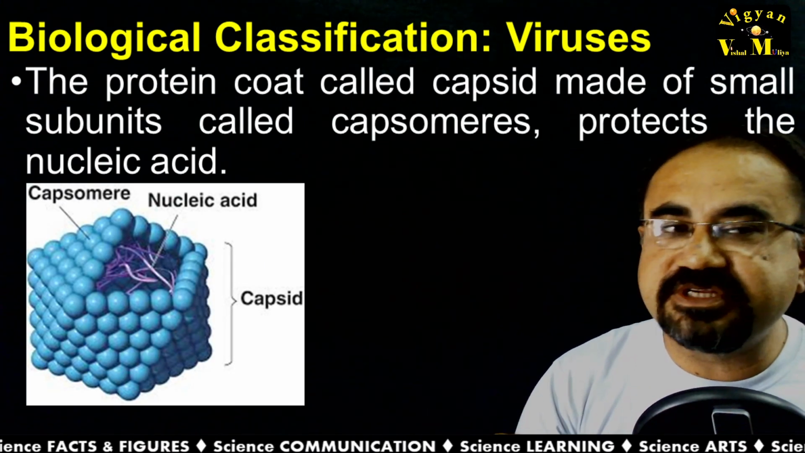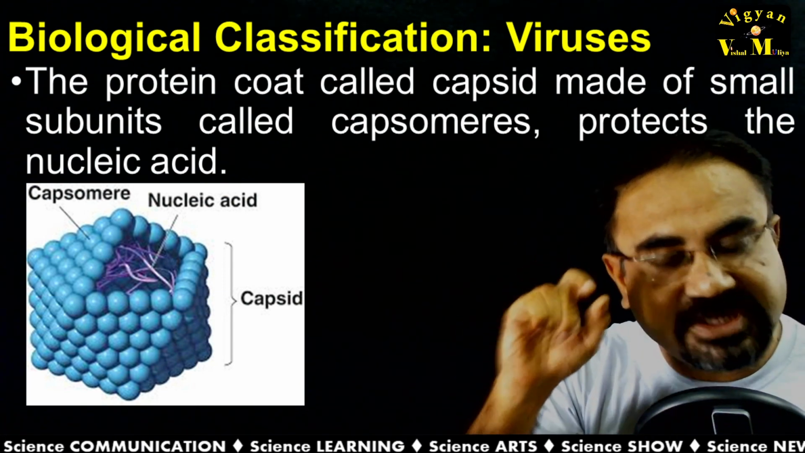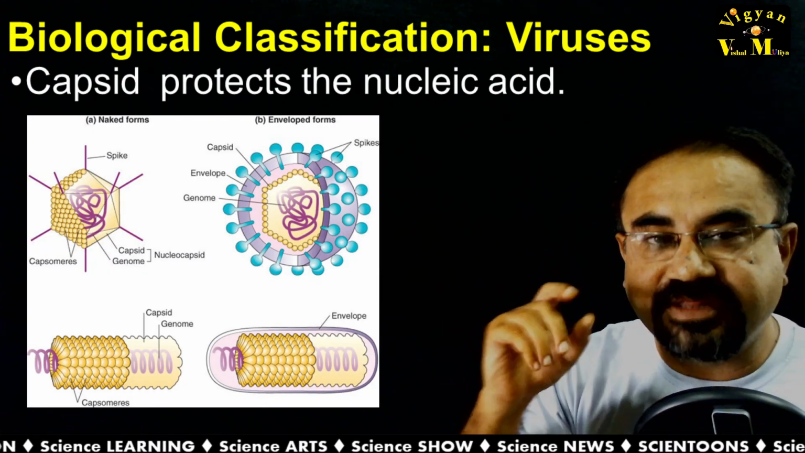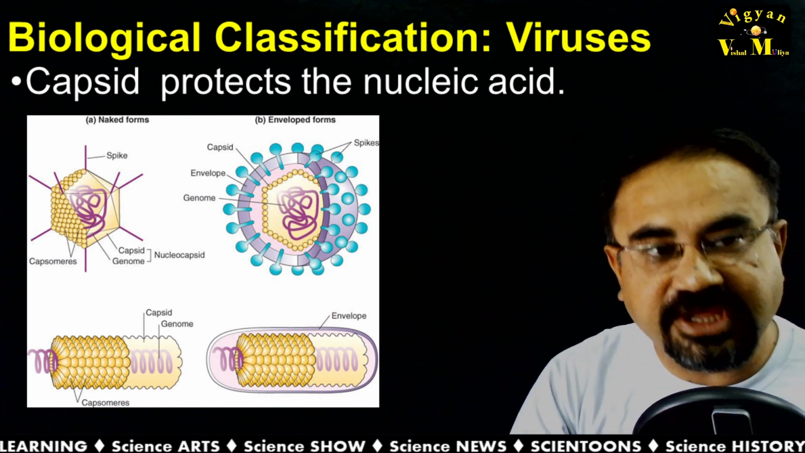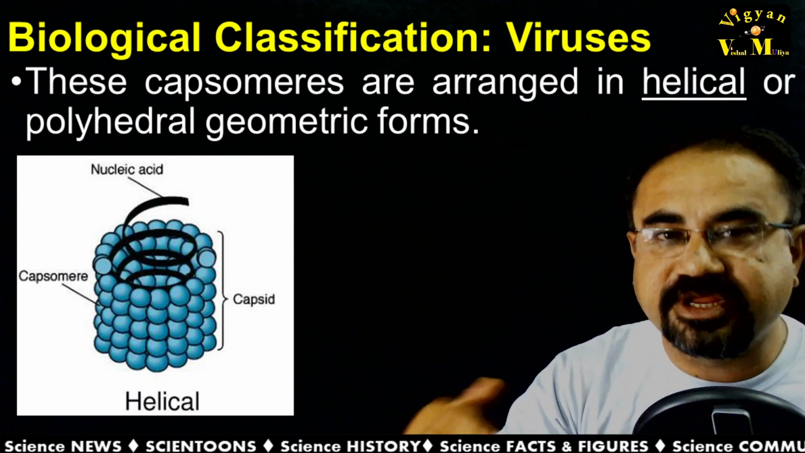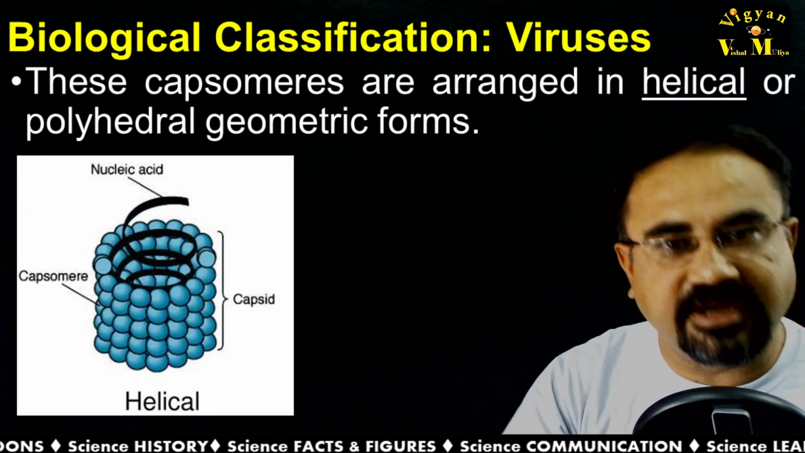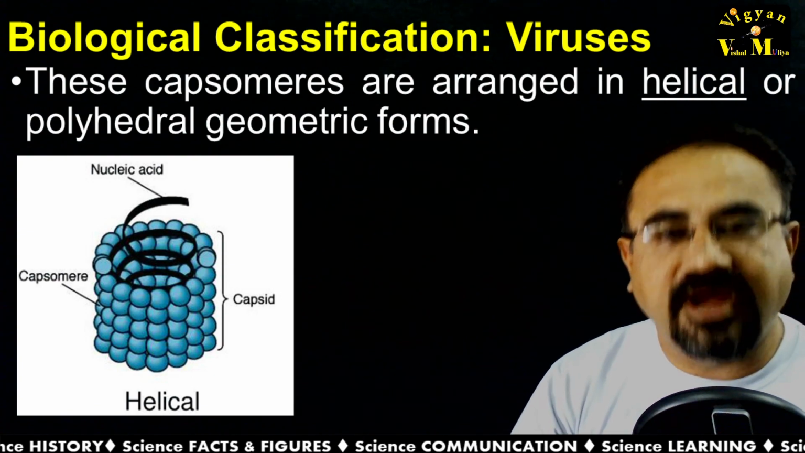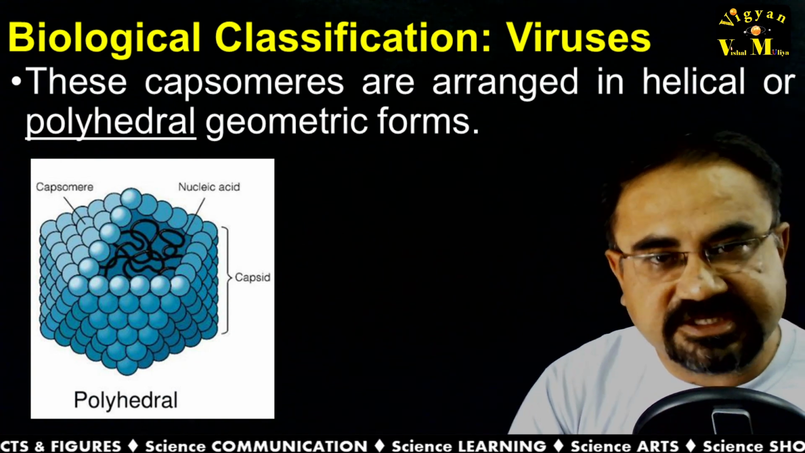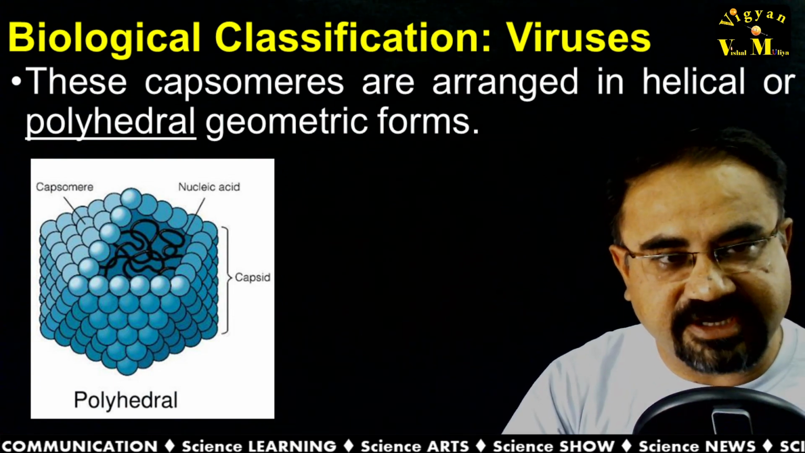The protein coat which is there on the DNA is made up of units precisely called capsomeres, and we call that the capsid. This capsid protects the nucleic acid, and it has various shapes. It can be arranged in a helical way. So capsomeres can have a helical arrangement, as we can see here, as well as a polyhedral geometric form that can be seen here, and accordingly we know the virus as a polyhedral virus.